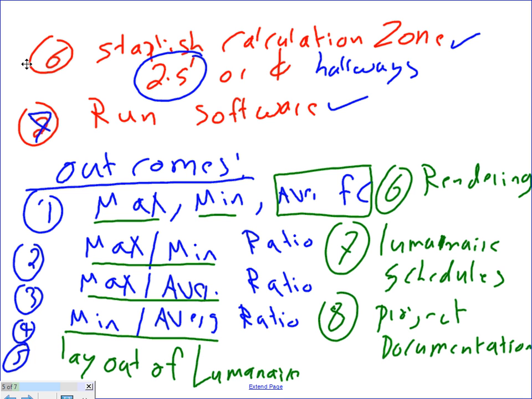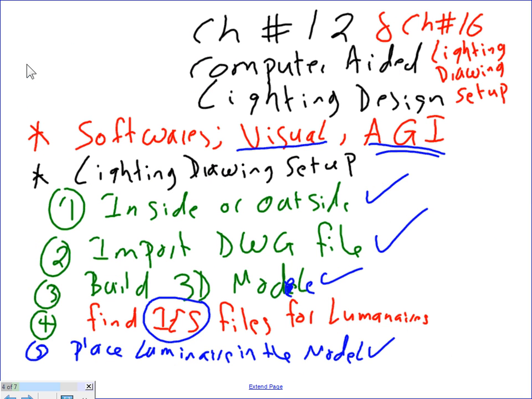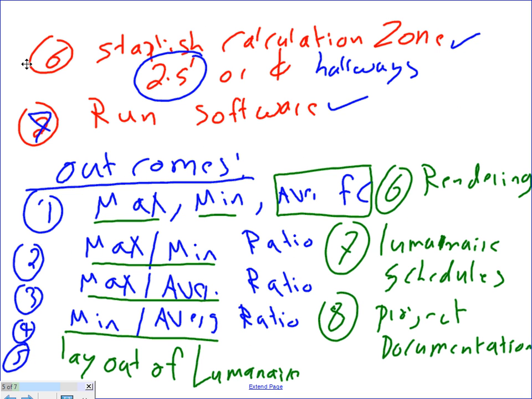You can call them 8, whatever you call them. Really, it's step by step, not a big deal. One, the first thing, decide: are you doing inside or outside? You have to make this decision because you have to click on inside or outside. Then import the DWG file, that's the drawing. Build the 3D, bring the IES file from the library that comes with the software. Place the fixtures right where you want them, right? And then you need to establish the calculation zone, which is 2.5, or 0 for hallways, 2.5 everywhere else, and run the software, push the button. Is that hard? Piece of cake.